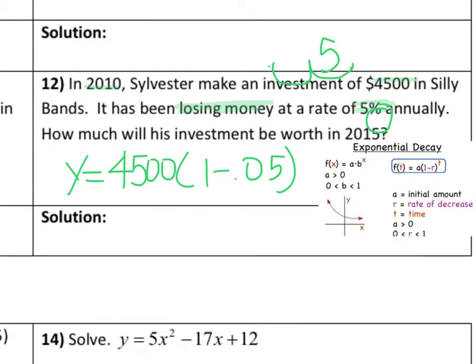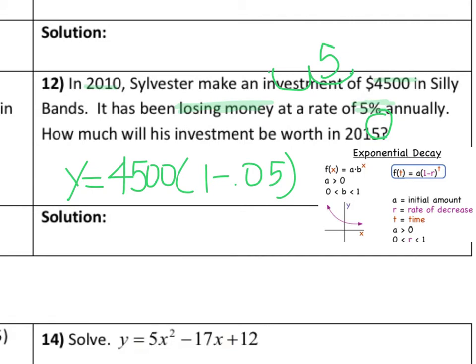And if we started in the year 2010, and it wants to know how much an investment will be worth in 2015, that's a difference of 5 years. So you're going to raise it to the 5.